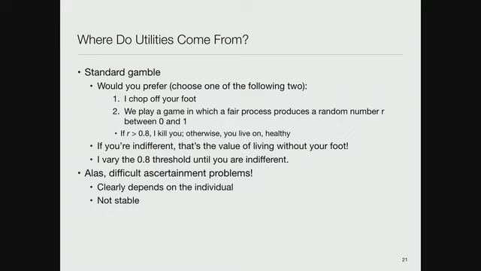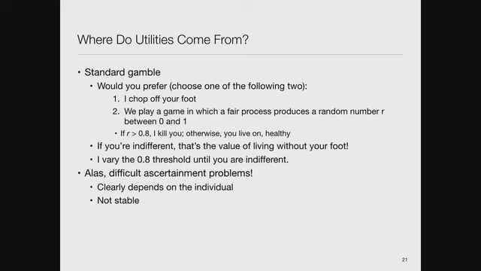Nice game, right? So now, if you find the point at which I'm indifferent, if I say, well, 0.8, that's a 20% chance of dying. That seems like a lot, but maybe I'll go for 0.9. Right? Now you've said, okay, well, that means that you value living without a foot at 0.9 of the value of being healthy. So this is a way of doing it, and this is typically done.